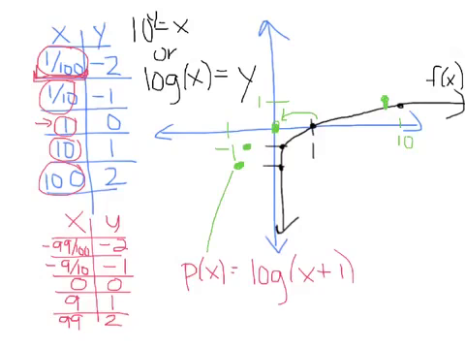And my graph looks something like this. So the rate that the function is increasing isn't changing because our base is still 10. But all we've done is taken this graph and slid it over horizontally to the left 1 unit.